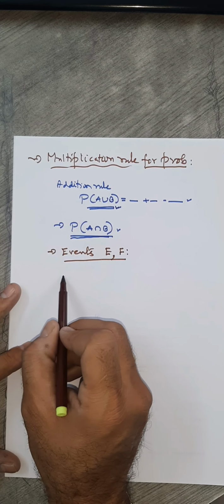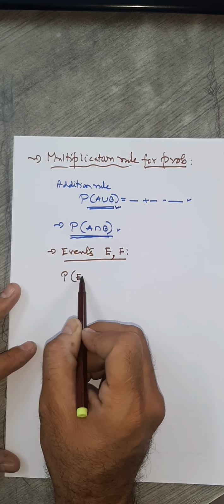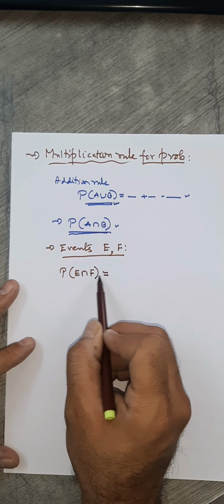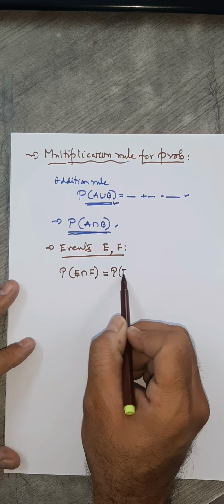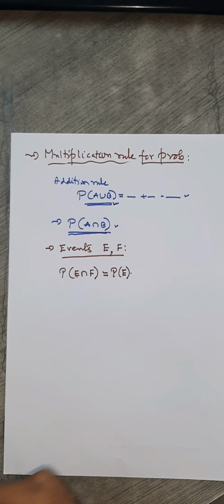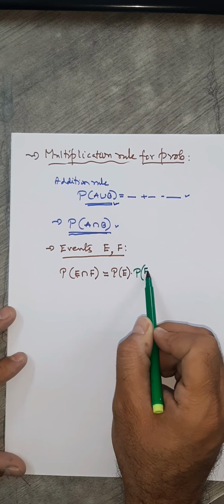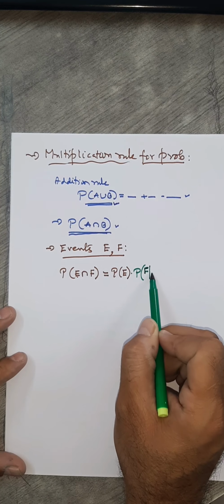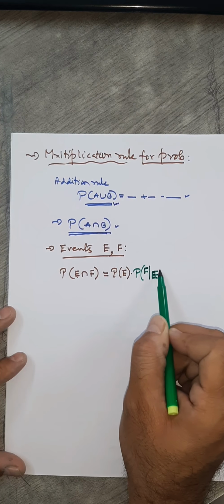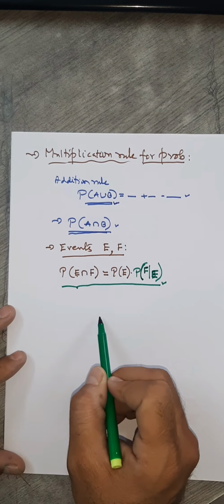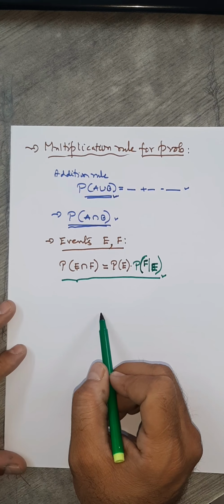Then the probability of occurrence of both the events, that is E intersection F, is given by probability of E into, now which event has already occurred? Event E has already occurred. So the probability of occurrence of the next event F may depend upon the already occurred event. So we will have here conditional probability. This is defined as the multiplication rule for probability, the product rule for probability.